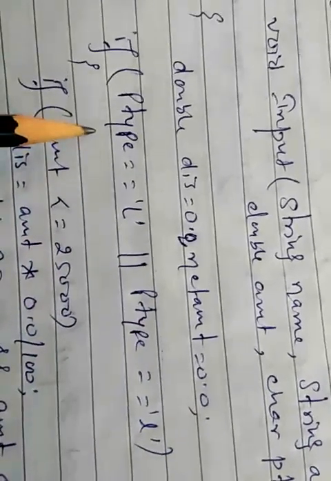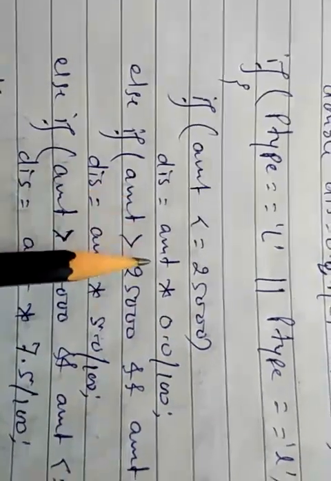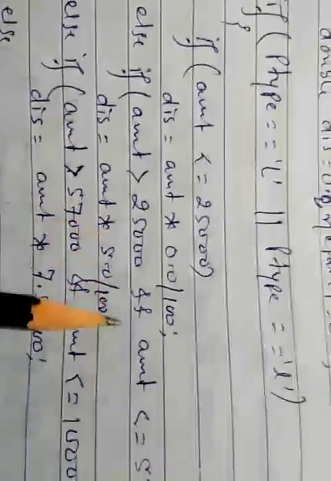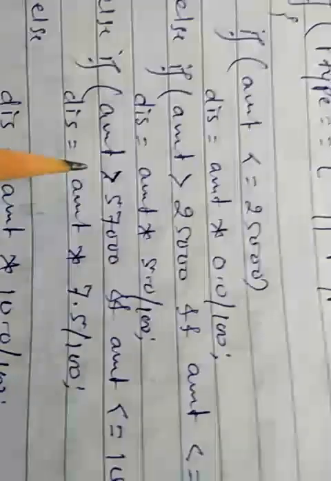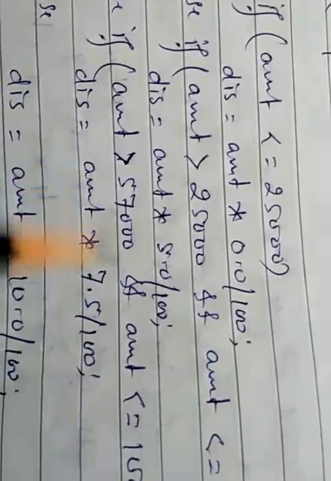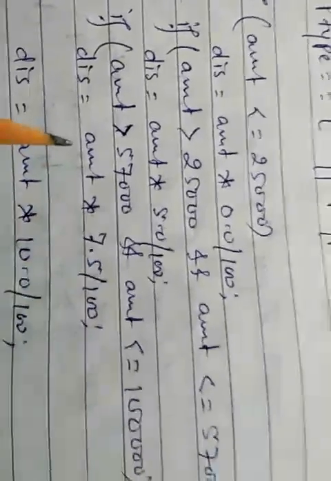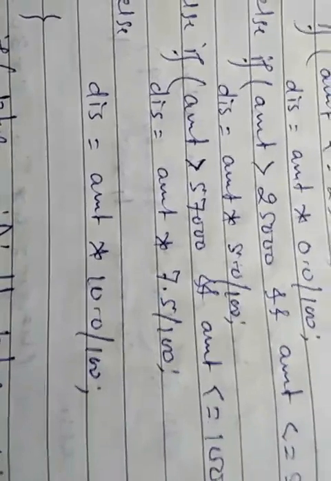So first condition, if the purchase type is L, meaning laptop, or a small l, and within that if the purchase amount is less than or equal to 25,000, the discount will be 0% of the amount. If the amount is greater than 25,000 and less than or equal to 57,000, the discount will be 5% of the amount. If the amount is greater than 57,000 and less than or equal to 1 lakh, the discount will be 7.5% of the amount, else the discount will be 10% of the purchase amount.